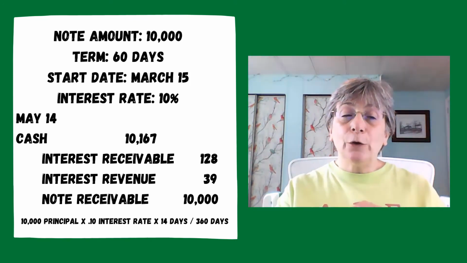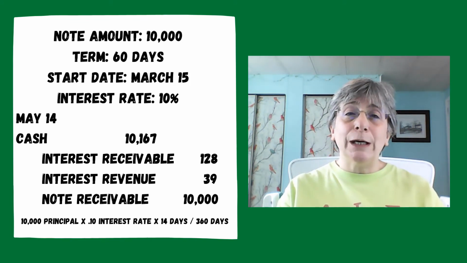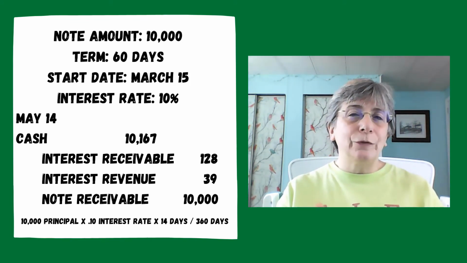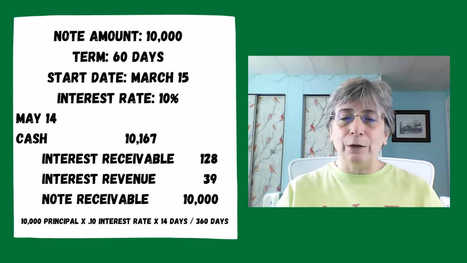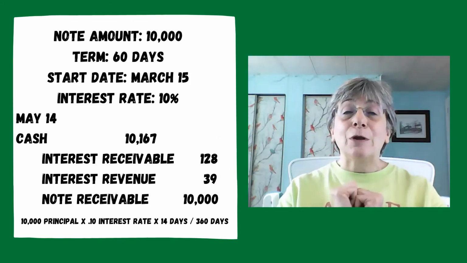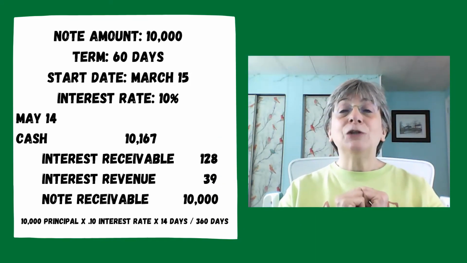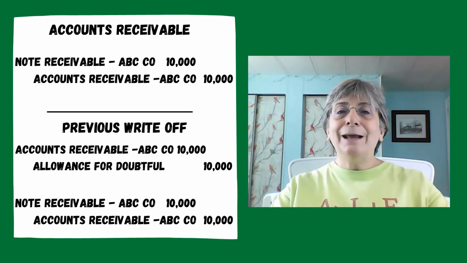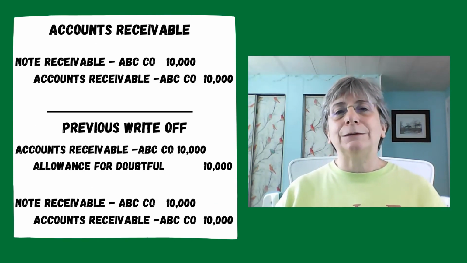So we're going to empty our interest receivable account for this note for $128. We're going to book the additional revenue for $39. We're going to reduce the note receivable for $10,000. And I'm going to get $10,165 lovely dollars back from you. Thank you very much. Pleasure doing business with you. And that's all you need to know.